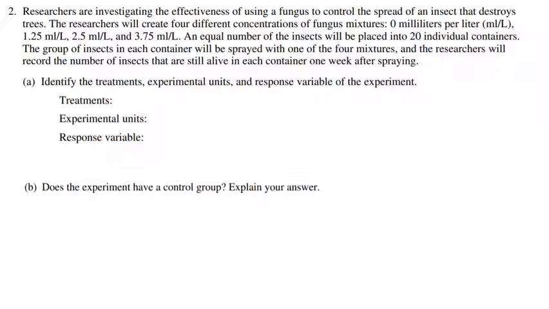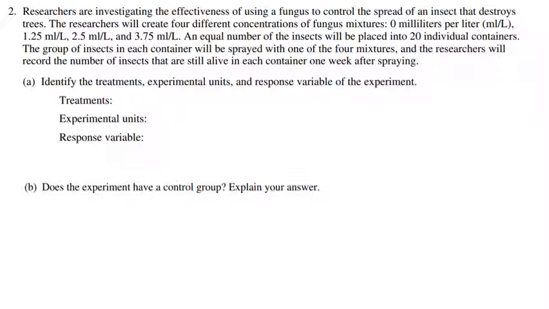Okay, number 2, researchers are investigating the effectiveness of using fungus to control the spread of an insect that destroys trees. The researchers will create 4 different concentrations of fungus mixtures: 0 milliliters per liter, 1.25 milliliters per liter, 2.5 milliliters per liter, and 3.75 milliliters per liter. An equal number of insects will be placed into 20 individual containers. The group of insects in each container will be sprayed with one of the 4 mixtures, and the researchers will record the number of insects that are still alive in each container 1 week after spraying.